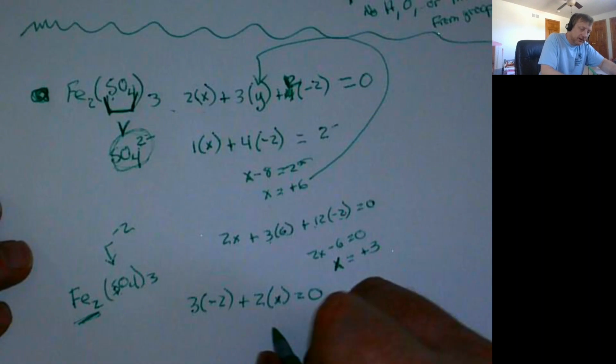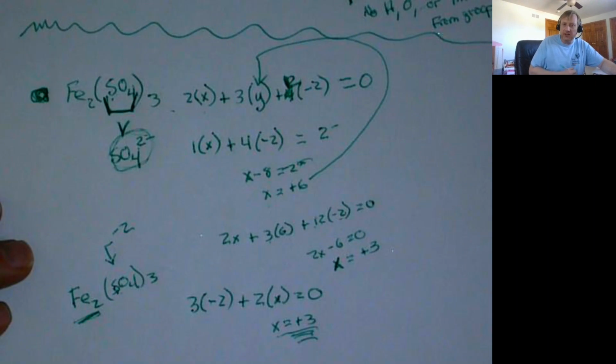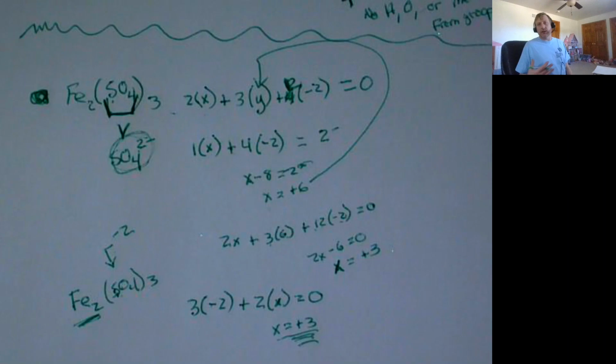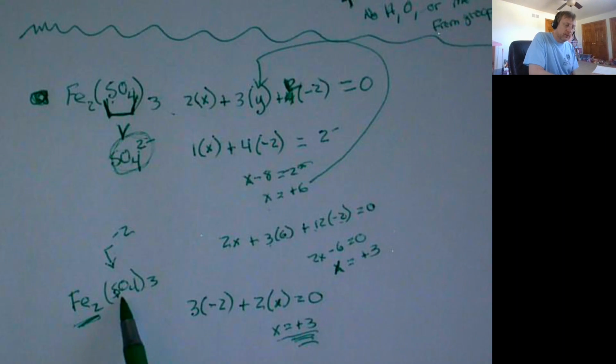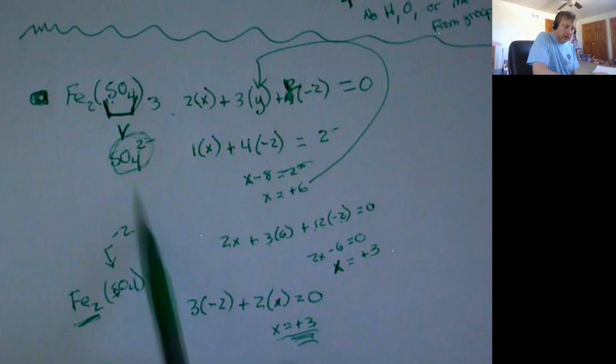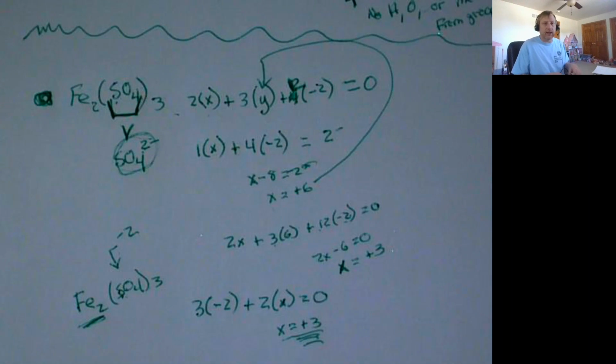And so you can see here that we can get the charge on the iron really easily, as long as we look at the charge of the overall polyatomic ion. Then to find the charge on the sulfur, we would just peel that polyatomic apart like we did here, look at just the polyatomic ion, and run the same equation for that.